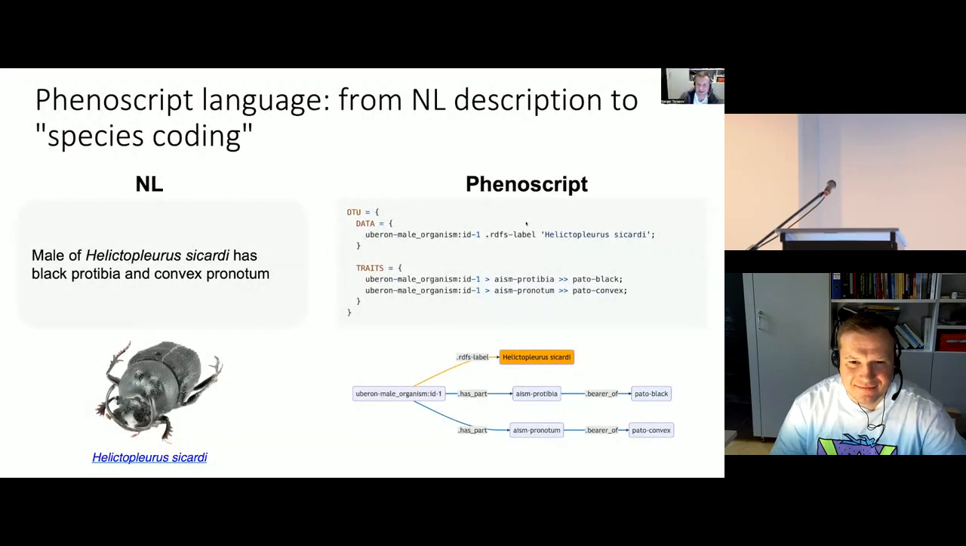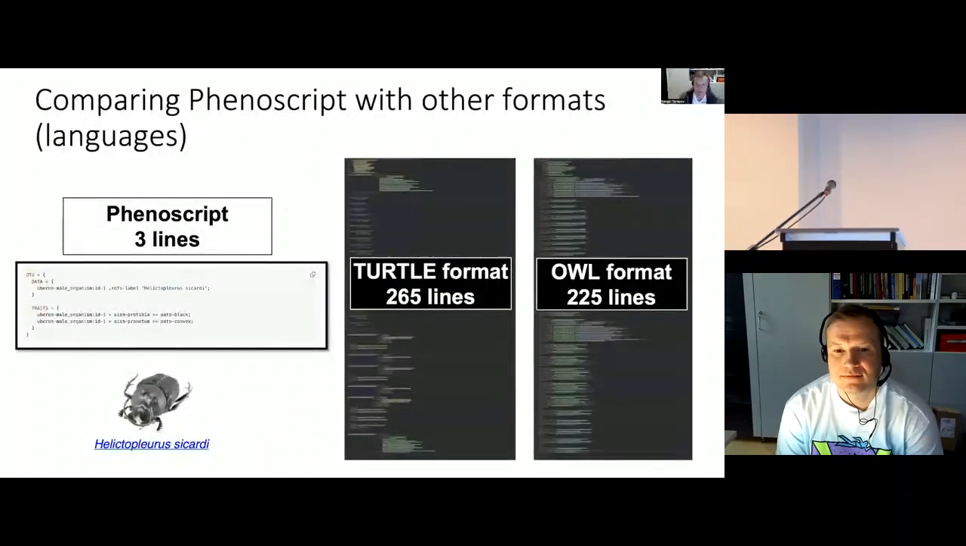Here you can see an example of a Phenoscript statement. This statement says that the male of Helictopleurus sicardi, a dung beetle species, has black protibia and convex pronotum. It's convenient to think about any semantic description as a knowledge graph, shown here at the bottom, where nodes represent anatomical entities or their properties, and edges are relationships between them. All these terms come from predefined biological ontologies.